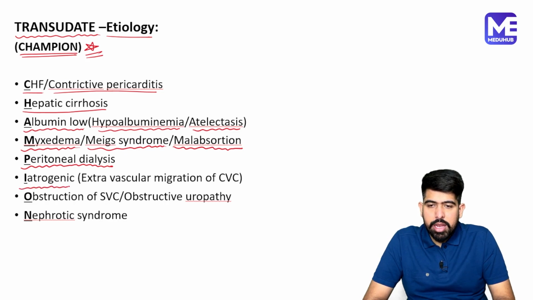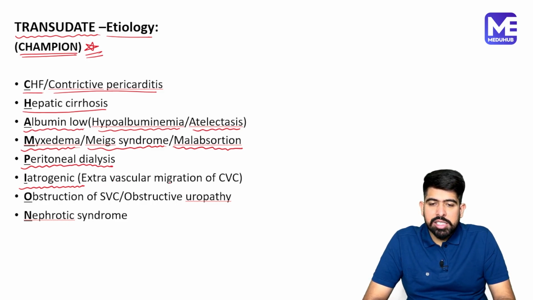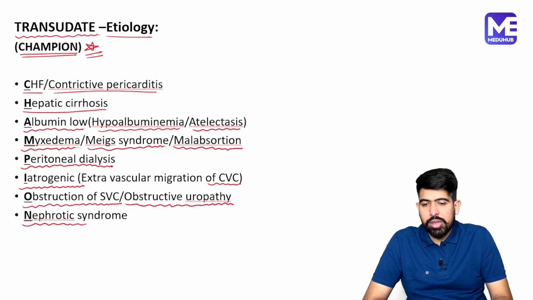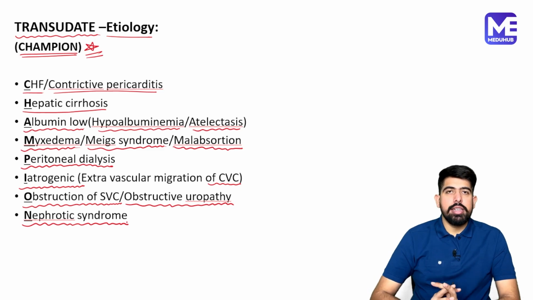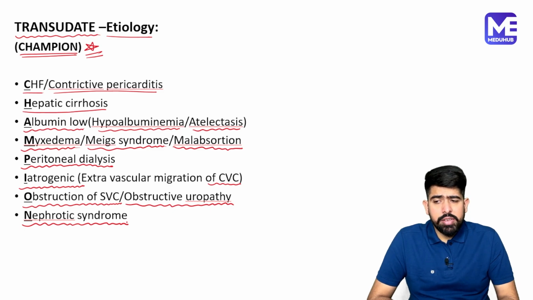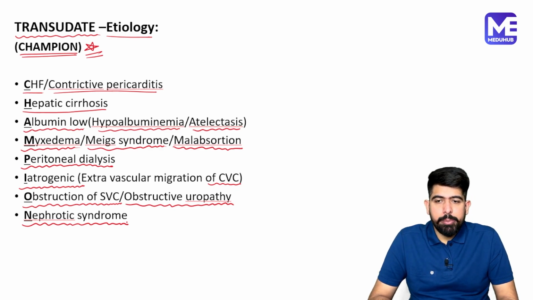I stands for iatrogenic, which may be seen in extravascular migration of CVC, right? O stands here for the obstruction of the superior vena cava, or it can be the obstructive uropathies. And the last N stands here for the nephrotic syndrome. So this is the list of the transudative etiologies which can cause the transudative pleural effusion. So you have to remember by the mnemonic of champion, right?